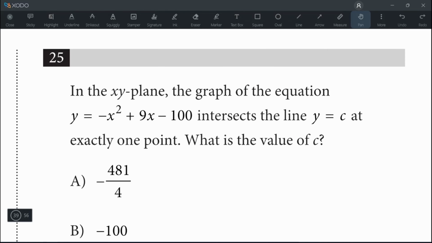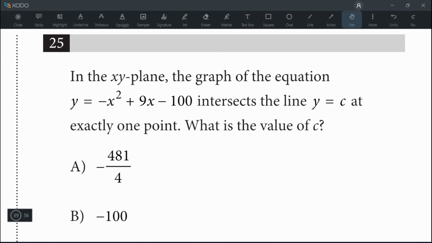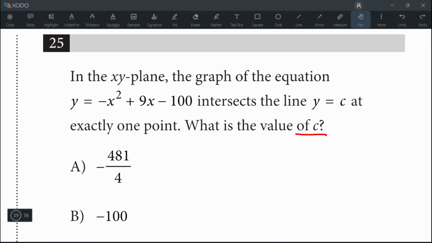Question number 25. In the xy plane, the graph of the equation y equals negative x to the power of 2 plus x plus 9x minus 100 intersects the line y equals c at exactly 1 point. What is the value of c? Here he told us that there is a quadratic function that intersects a horizontal line, y equals c, at exactly 1 point.